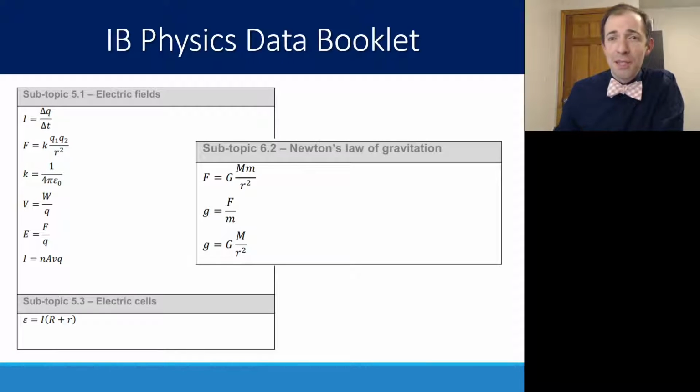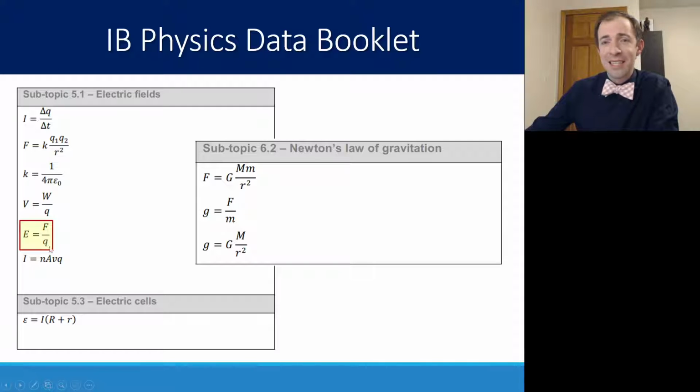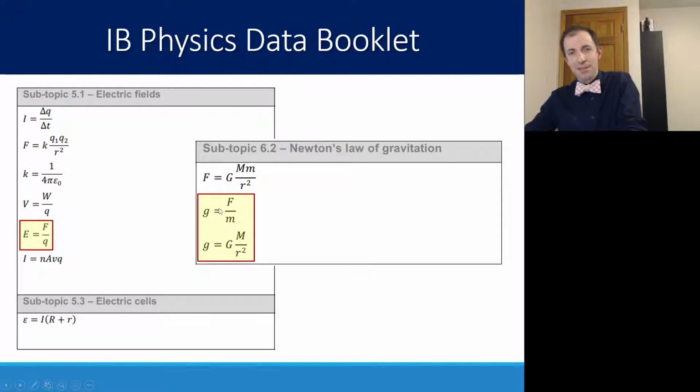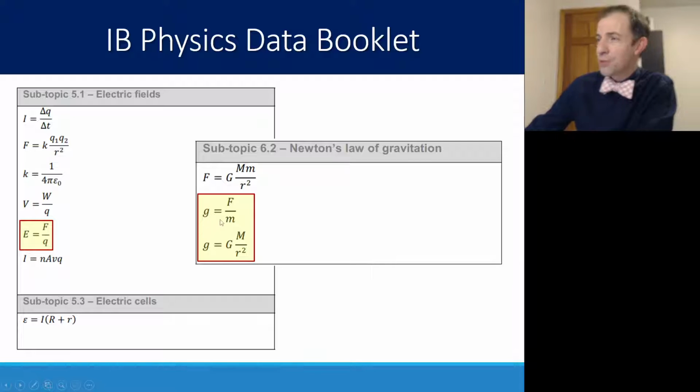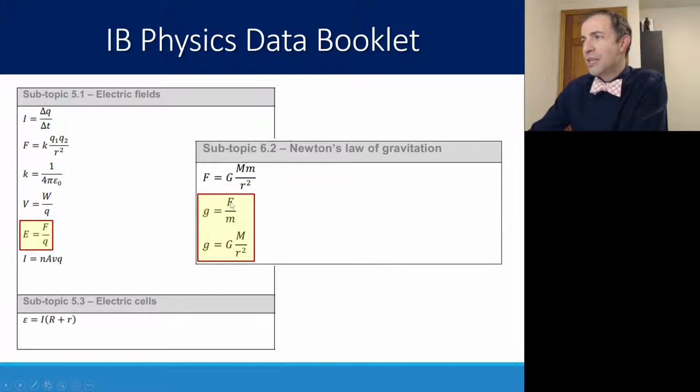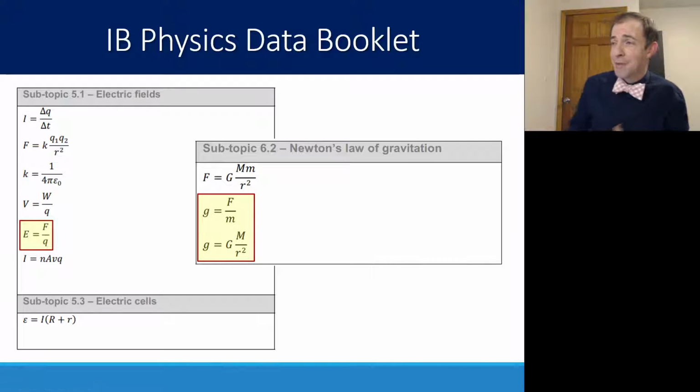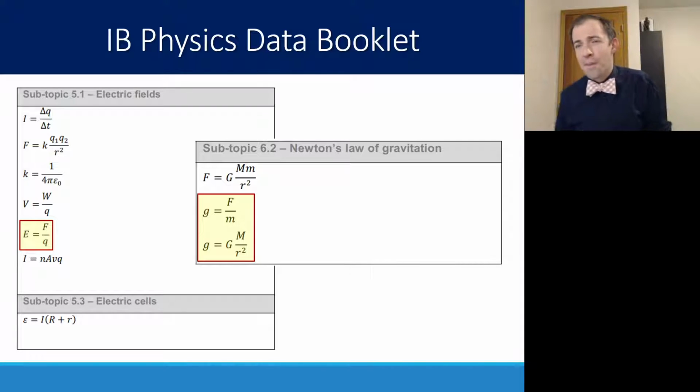All right, there are some formulas here in the IB Physics data booklet that'll be helpful. In subtopic 5.1, you'll see this formula, E is equal to F over Q. In subtopic 6.2, you'll see a couple different formulas for this g, gravitational field strength. The first, F over m, parallels really nicely this other value here. So E is F over Q, g is F over m. It's taking the force divided by however we're quantifying that object, either a charge or a mass.